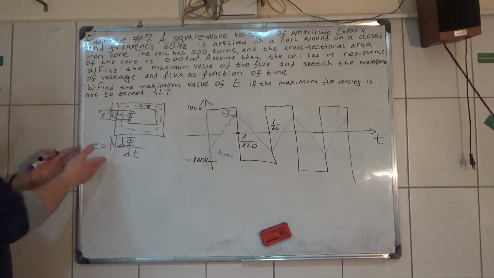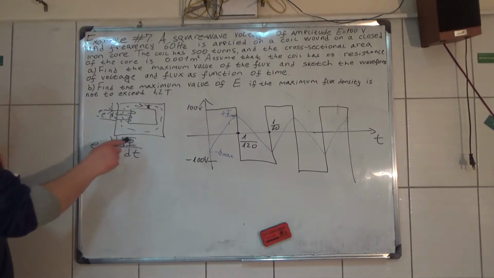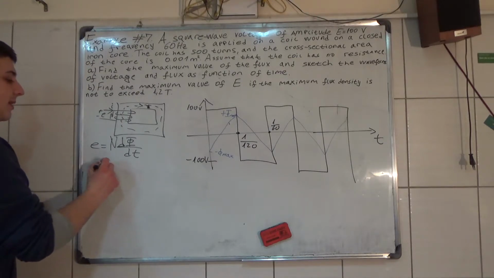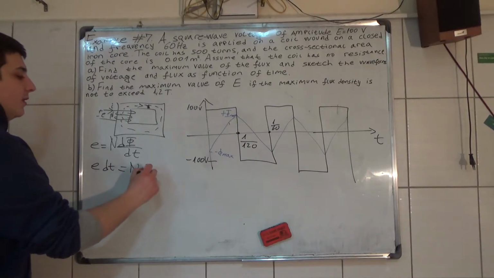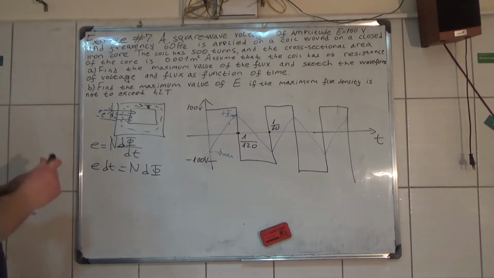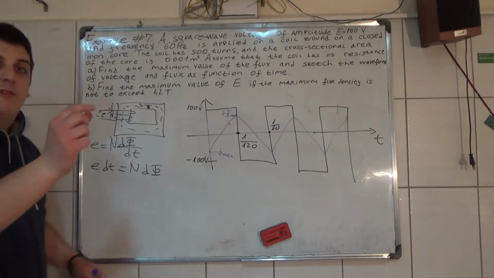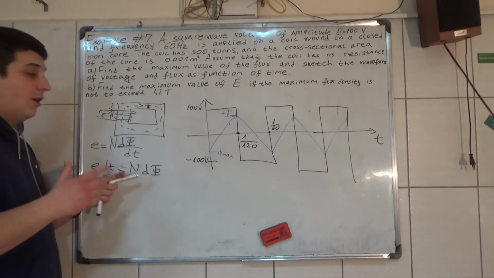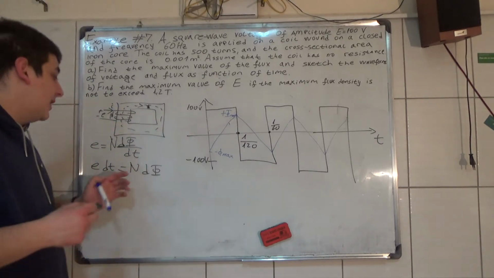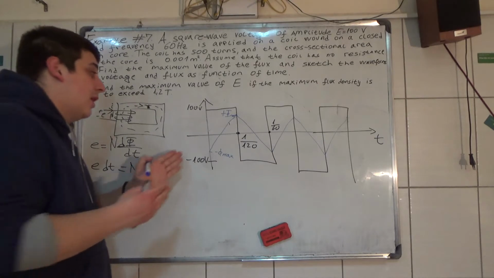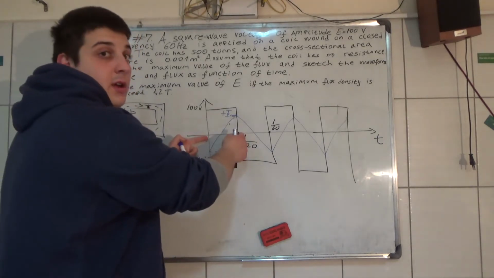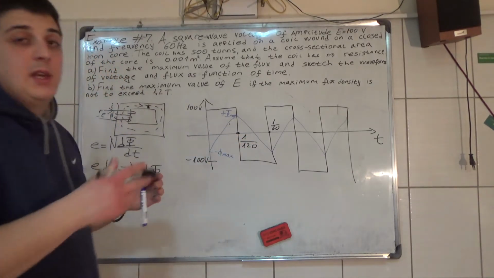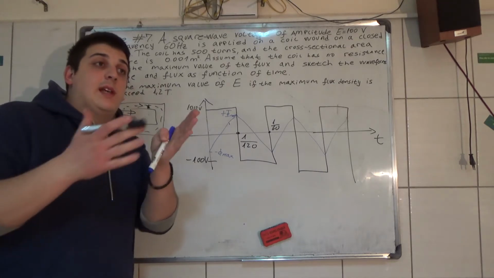Now let's go back to this formula. E equals N dΦ by dt. Now E dt is equal to N times the flux, but this is a small fraction of some waveforms. Let's take what we know here. Well, we know that from 0 to 1 divided by 120, that is delta time, some time passed.